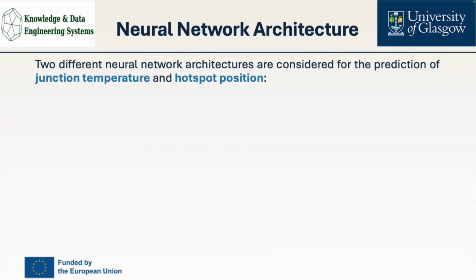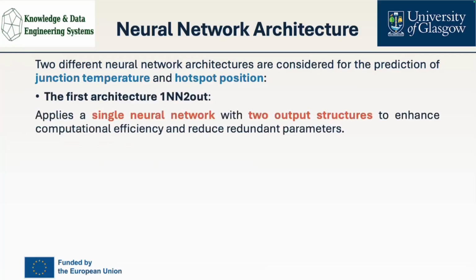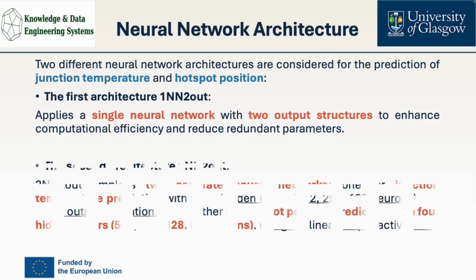According to the training process itself, we could have two kinds of architecture to train a deep learning model that can predict both junction temperature and the hotspot position. First, the architecture called one neural network, two outputs. For this kind of neural network, we have a single neural network that can predict two output structures. This kind of architecture is considered very nice to enhance computational efficiency and reduce redundant parameters.